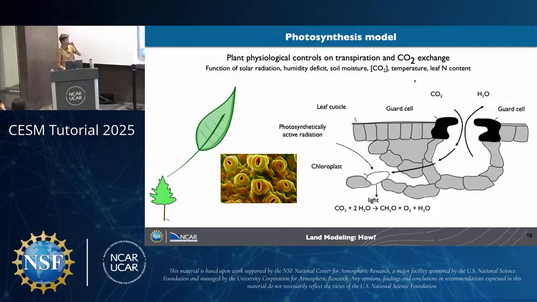And it's a function of solar radiation, humidity or vapor pressure deficit in the atmosphere, soil moisture, CO2 concentrations both in the atmosphere and in the intercellular space of the leaf, temperature, leaf temperature, and then also leaf nitrogen concentrations. Okay.